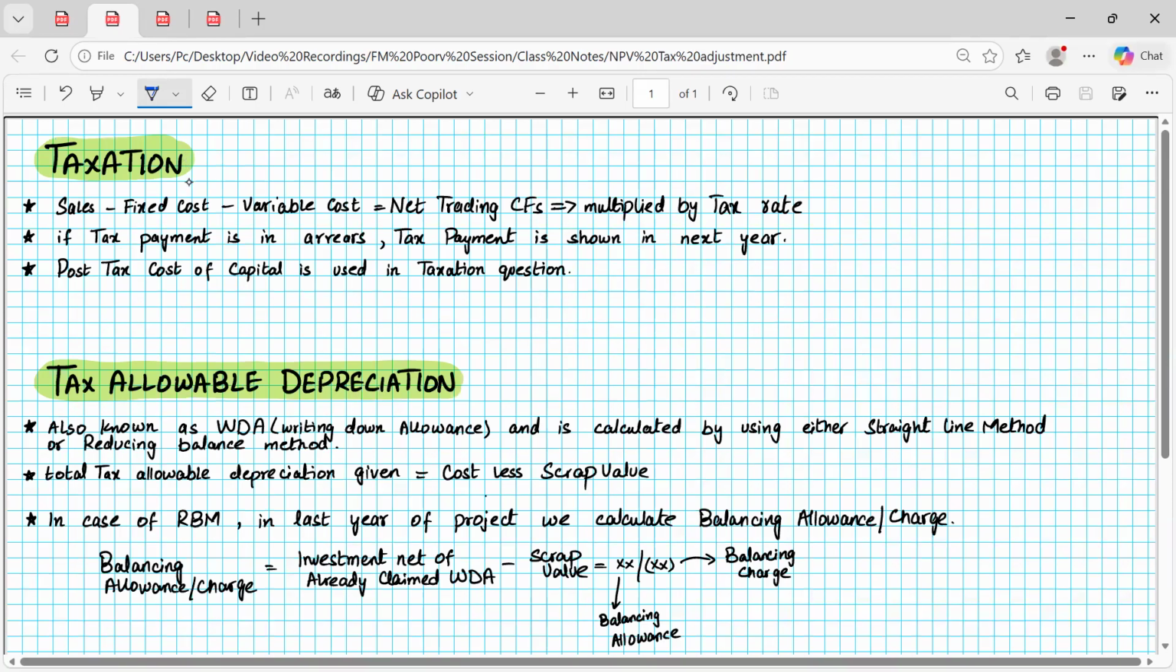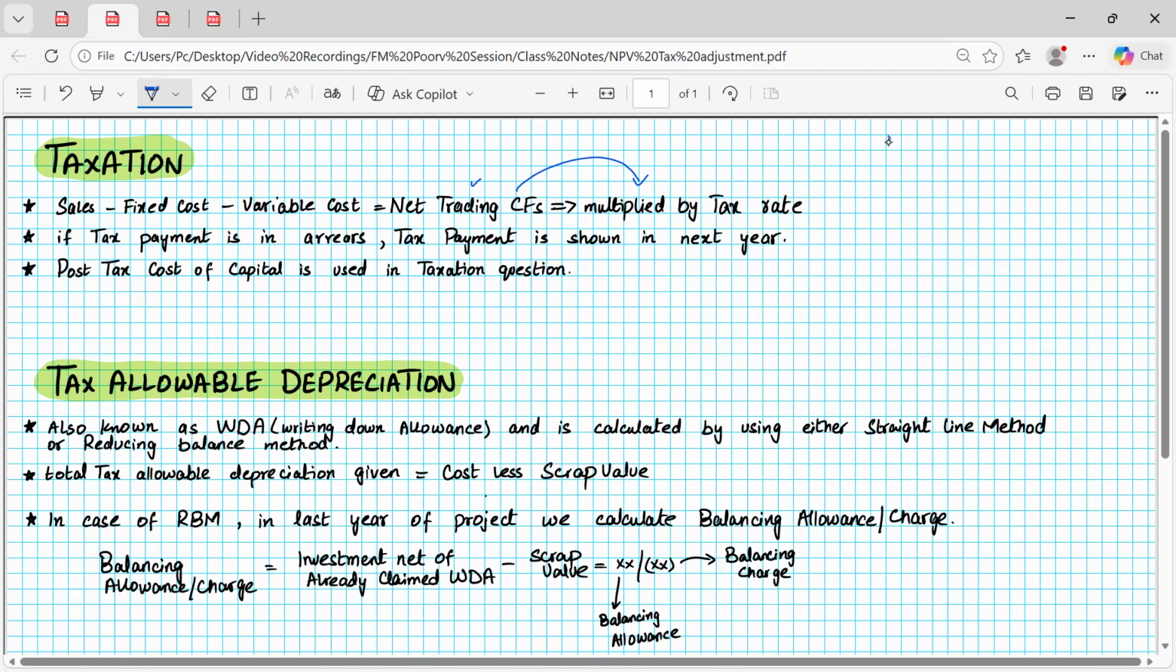So, how do you calculate the profit here in this format? So, sales minus fixed cost and variable cost. Whatever the sales that you have generated from the project, from that you will deduct the fixed cost. Obviously, the relevant fixed cost. Okay, you know that we only consider the relevant cash flows. Minus variable cost, whatever the variable cost is, it will give you the net trading cash flows, and you multiply that with the tax rate. Net trading cash flows means, like the taxable cash flows, the cash flow on which you have to charge the tax.